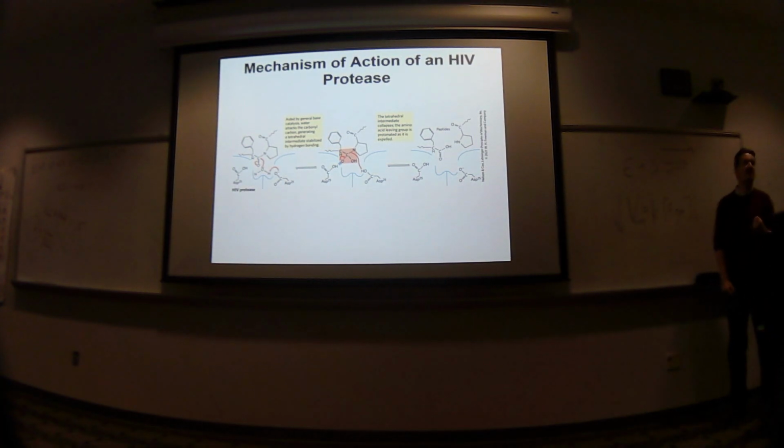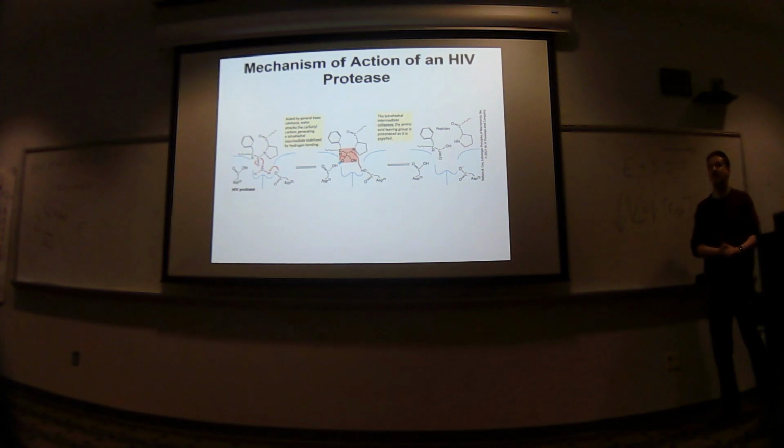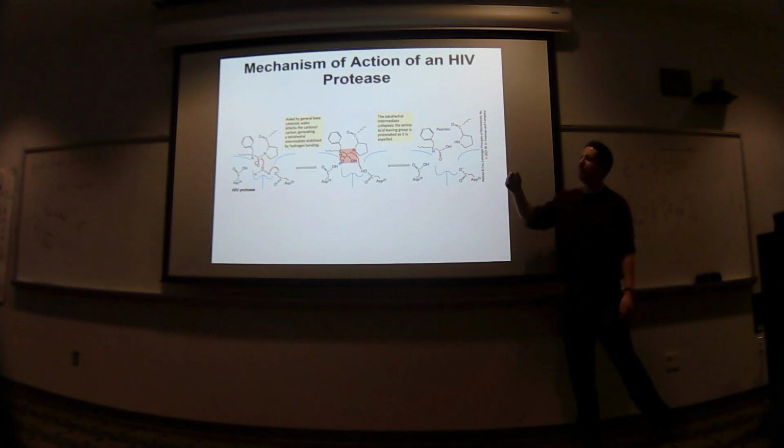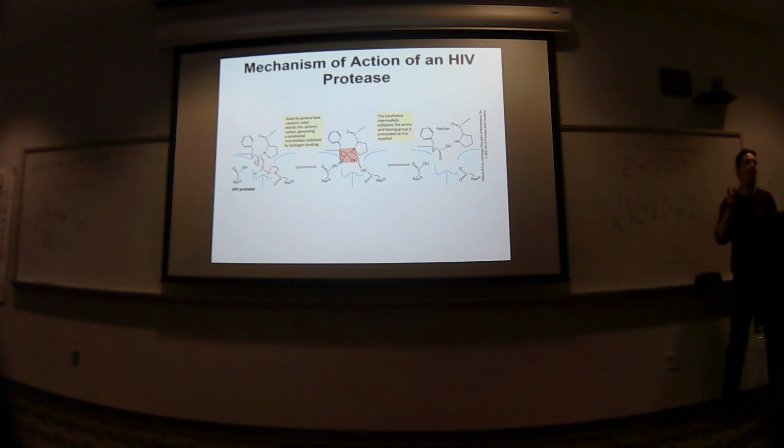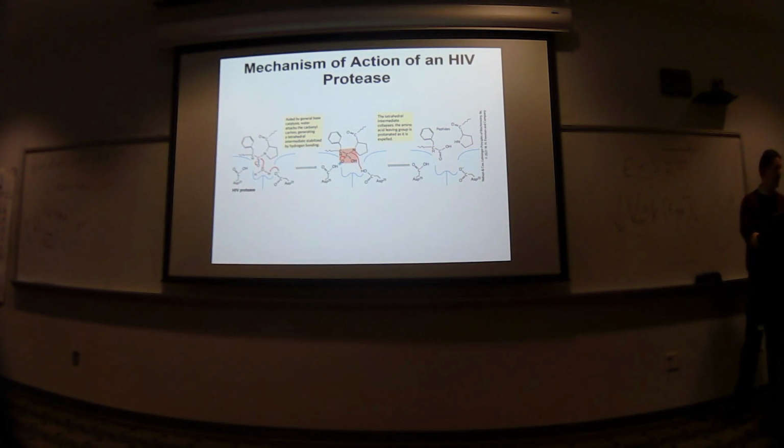I'm actually not sure exactly where that is. I've not studied HIV, but at some point in its replication cycle, it needs to split a protein into 2 peptides. If it doesn't do that, it can't replicate.